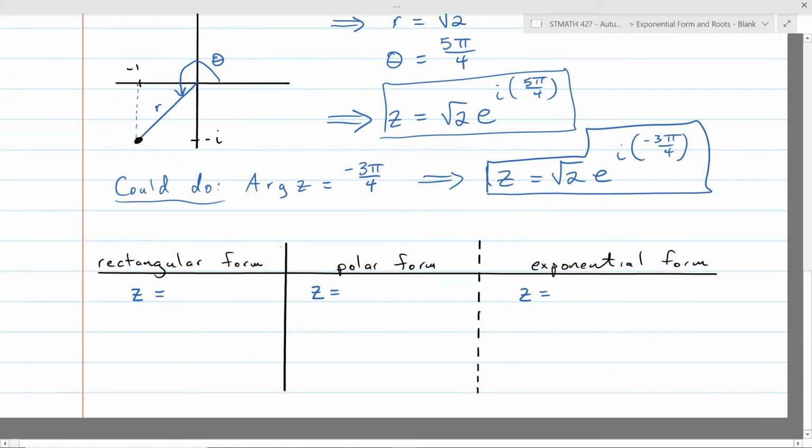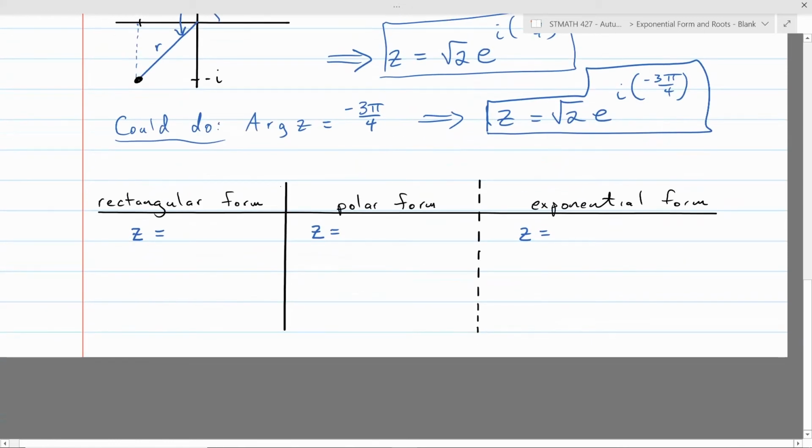So in summary here at the bottom, the rectangular form of a complex number is just your x plus iy. The polar form is r times cosine theta plus i sine theta, where r is the modulus of z. So that's the square root of x squared plus y squared. And tangent of theta is y over x. And theta is in the quadrant of z.